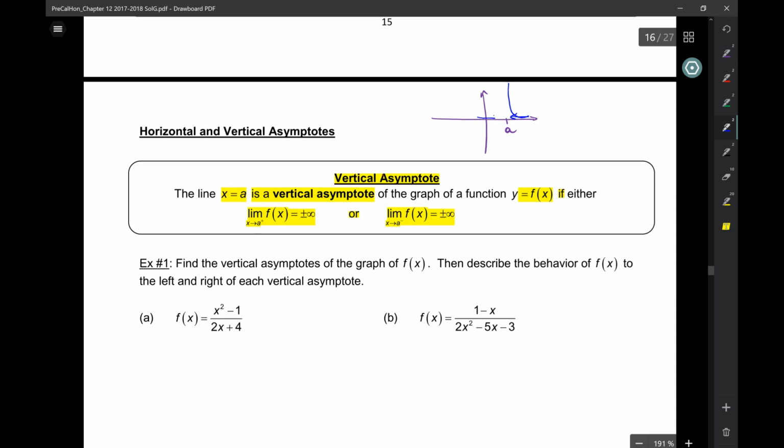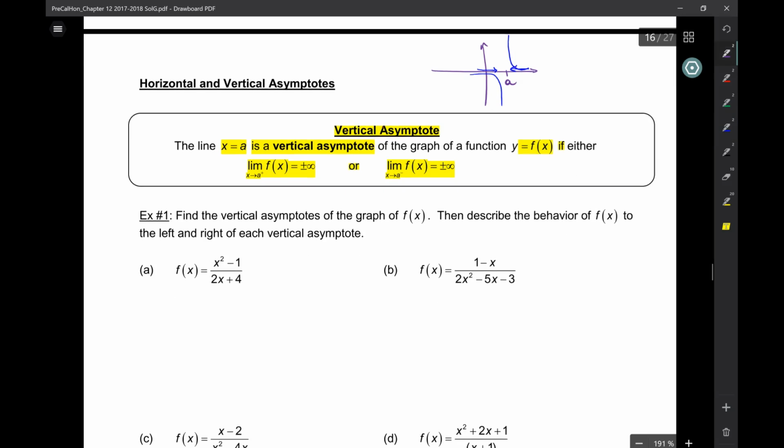And how about if, as x approaches a from the negative side, it goes to infinity? Does that make sense to you? Of course it does. So that's how formally a vertical asymptote is defined. And when does that happen? That happens when the denominator of the simplified f of x is 0. That's when we get a vertical asymptote.